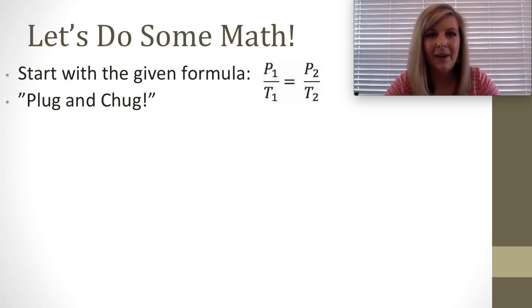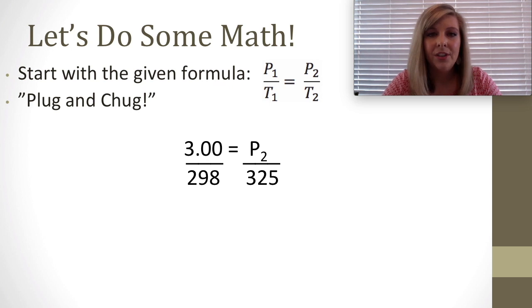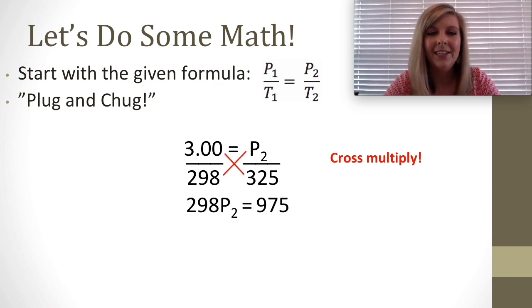Let's do some more math. We're going to always start out with our given equation, and then we are going to plug and chug. So, in order to get P2 all by itself, let's cross multiply. When I cross multiply, I end up with 298 P2 equals 975. In order to get P2 by itself, I must divide by 298.